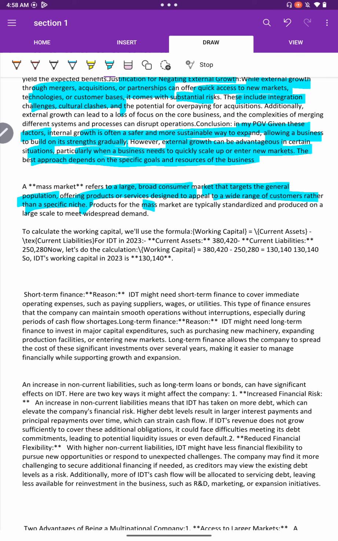To calculate the working capital, first of all, we need to write the formula: current assets minus current liabilities. Current assets are this. First of all, you have to write the current assets, and the current liabilities are this. So 380,420 minus 252,280. So we have the working capital, which is 130,140.